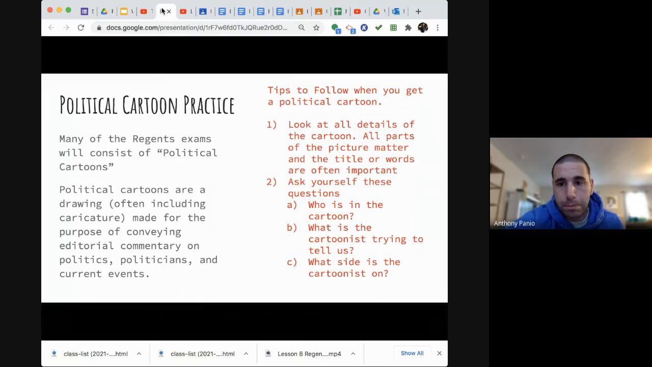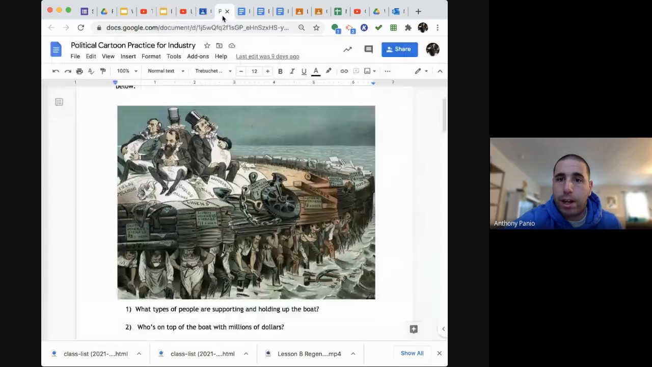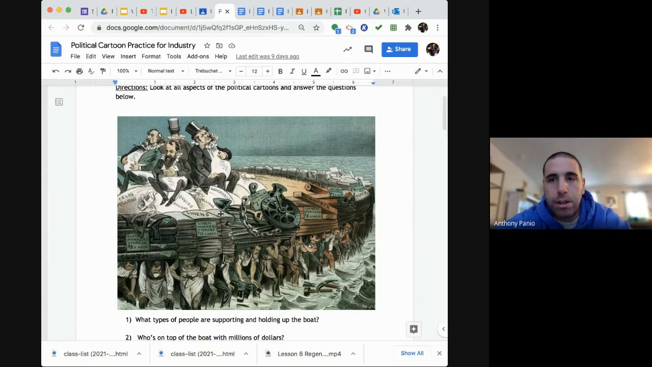Next one. What side is the cartoonist on? Well, it definitely looks like he's trying to point out how unfairly these people down here are being treated, holding everyone up, doing all these things. They post the wages. So you can tell that the cartoonist is probably trying to show that the workers are doing all of the work and holding up the raft, but maybe aren't being paid very much. So this is a way that you should approach these.